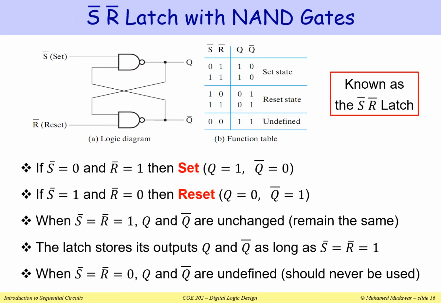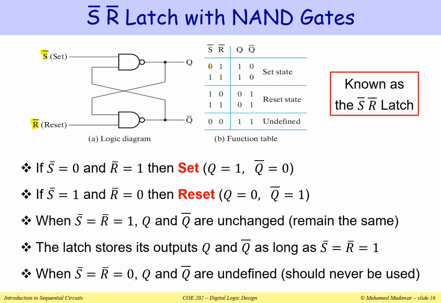We can implement the SR latch differently using NAND gates. This is a NAND implementation of the SR latch. Now here notice that my S input is called S bar, so my set input is S bar and my reset input is R bar. This means that they are active low.